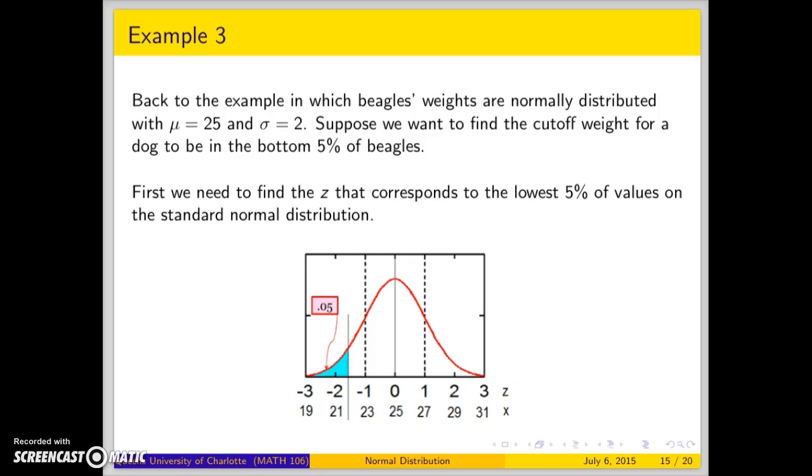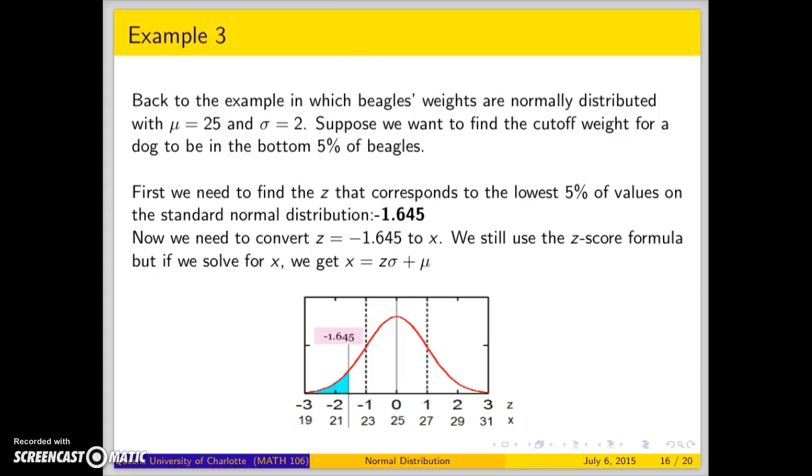Okay, so now let's look at some inverse probability. On these, we want to find the values of the weights of beagles that will give you a given probability. So for this example, we want to find the cutoff weight for a dog to be in the bottom 5% of the beagles. We don't actually know until we look up on the table, but we want the bottom 5% here. Now it's the lowest, so we are shading to the left. Okay. So if we look up 0.05 in the middle of that table, you find z equals negative 1.645.